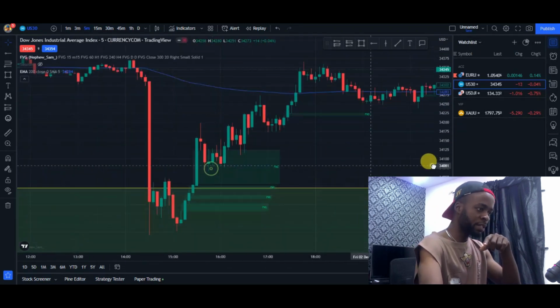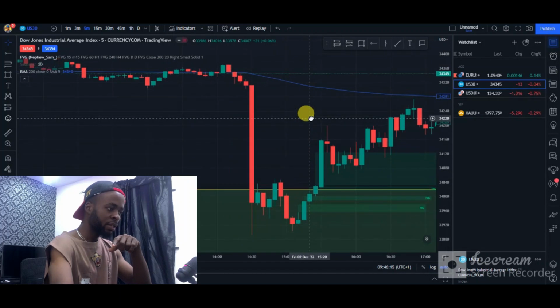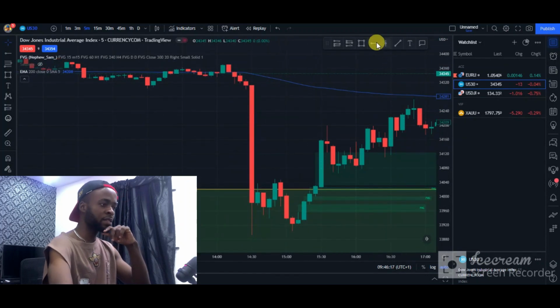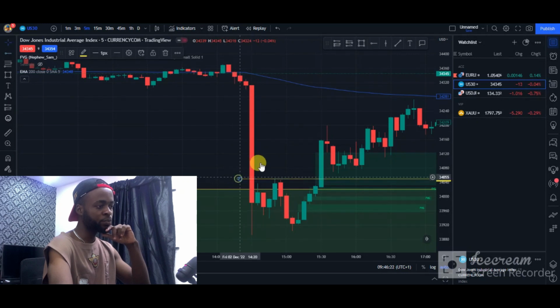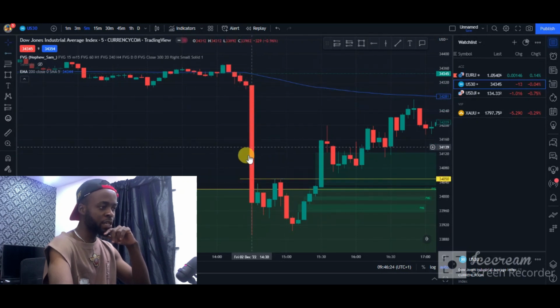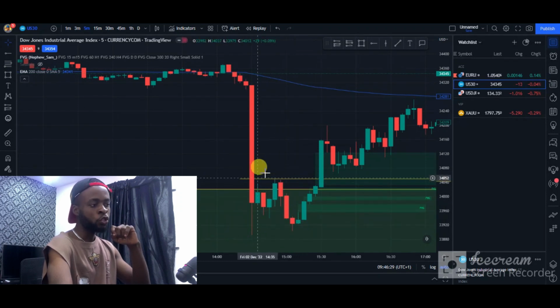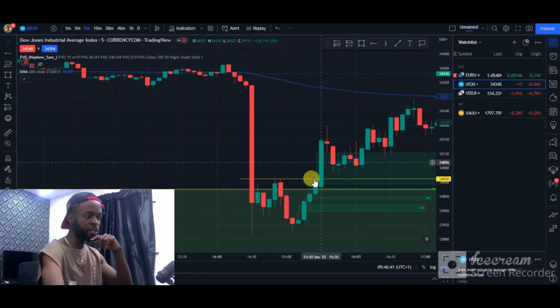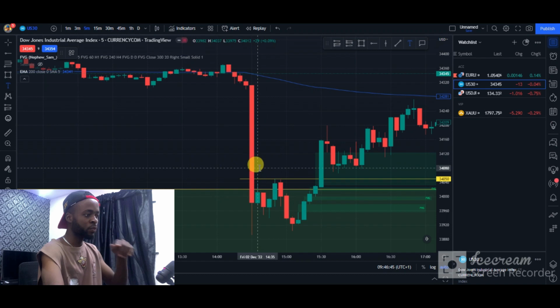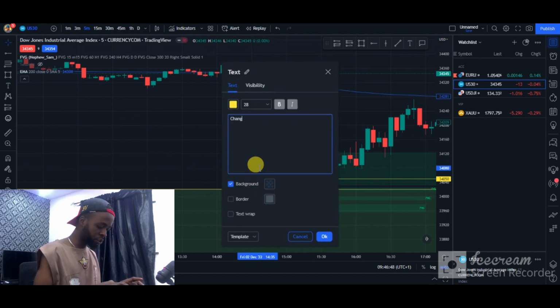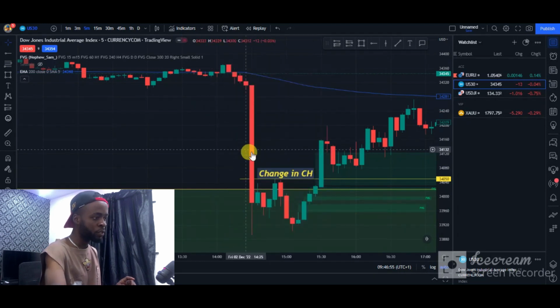So you can clearly see, guys, at this point, this is a very beautiful setup. You can see that there's a zone here, and you can see that after price came back to retest the FVG, it went a little bit up and it came back down. So there was a strong change in character here. Price came back and took these highs out, and this is going to be called a change in character.